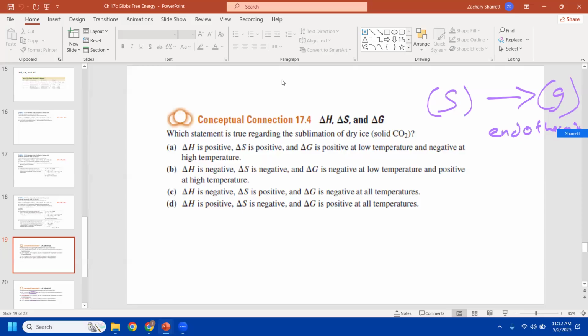Okay. Would we say that going from a solid to a gas is entropically positive or entropically negative, Abby? Everyone agree that it's positive. Delta S for this is positive. So gas is more random than solid? Yes? No? What do you think?